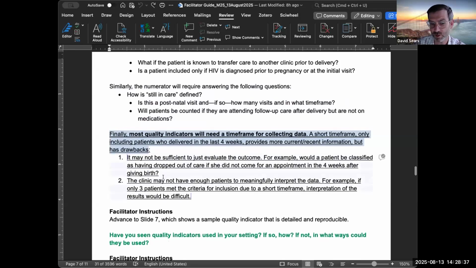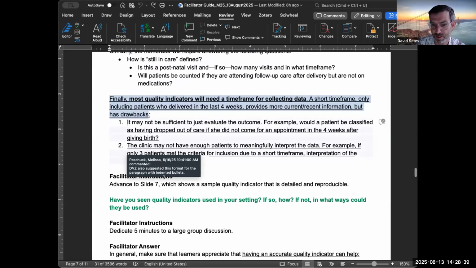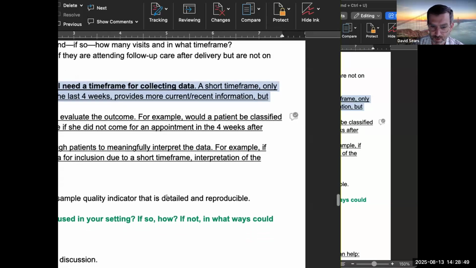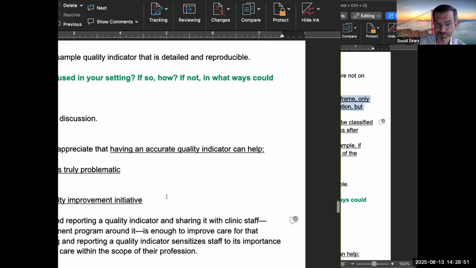So there are slides that go with this that introduce this concept. And I think it's less important that people know exactly the fine details of how to create these indicators, and more what goes into these trade-offs and decisions.